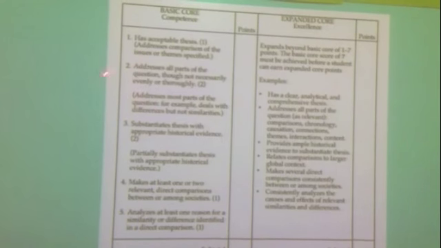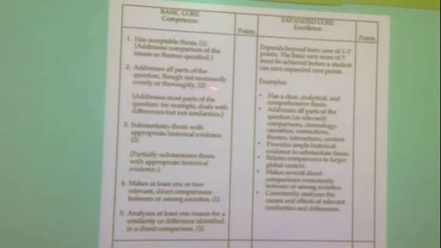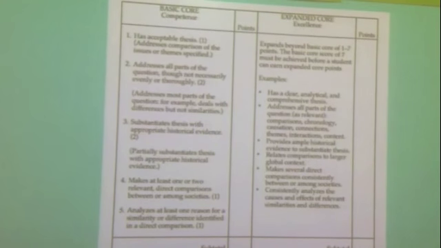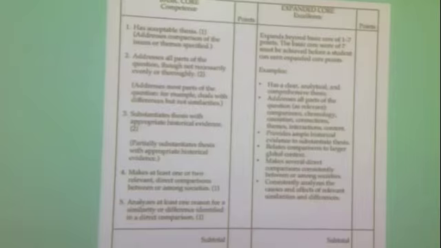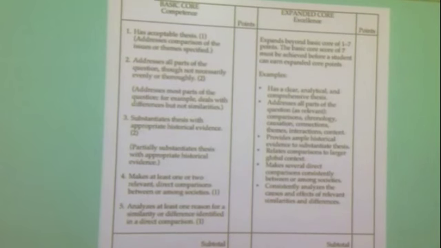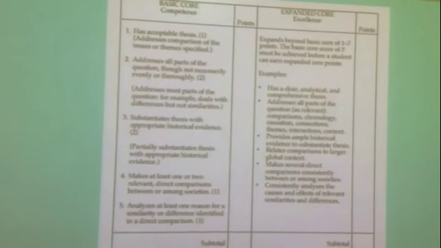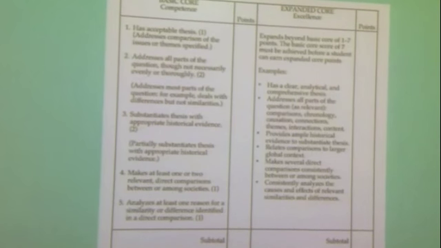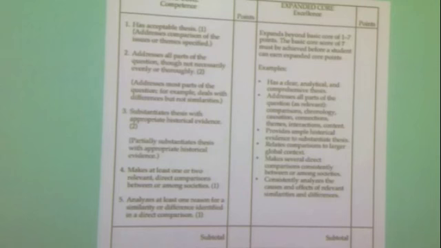The second topic is that it addresses all parts of the question, though not necessarily evenly or thoroughly. That means that you need to address both or all differences in the question that they ask you. The third topic is that you substantiate thesis with appropriate historical evidence, which is worth 2 points, and that means fact dropping. And facts are all found in the body paragraphs.